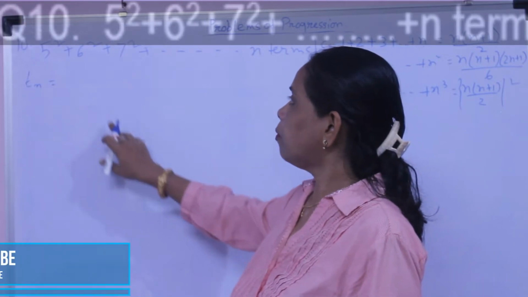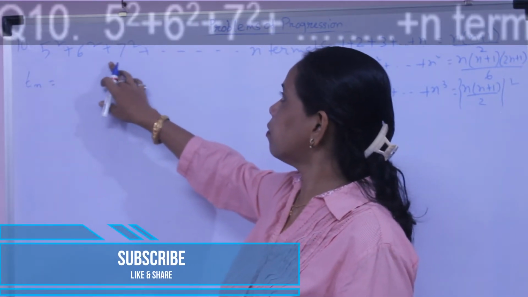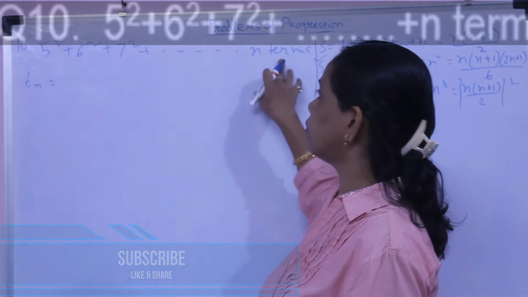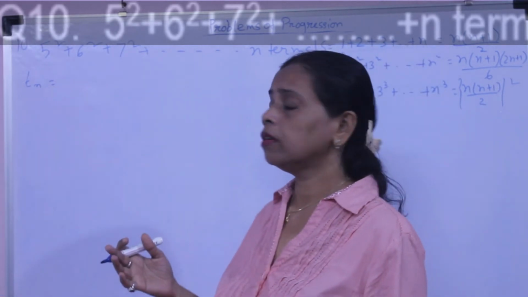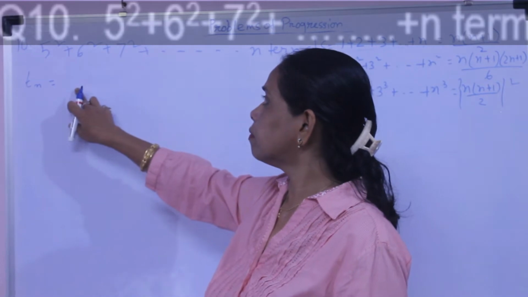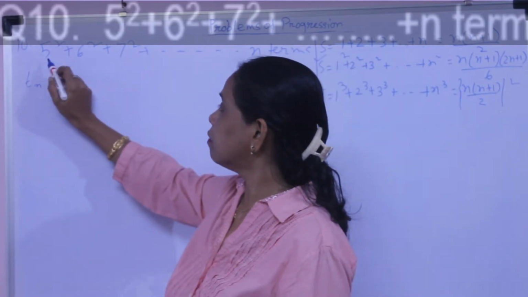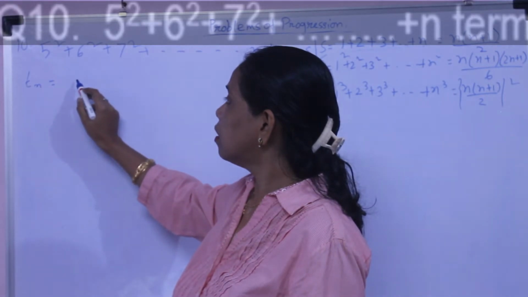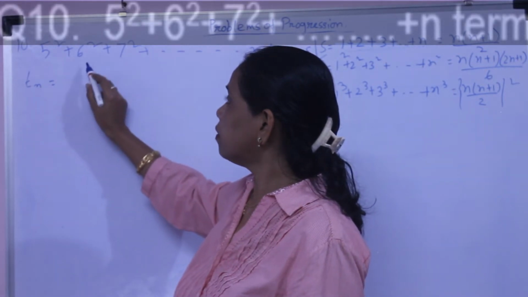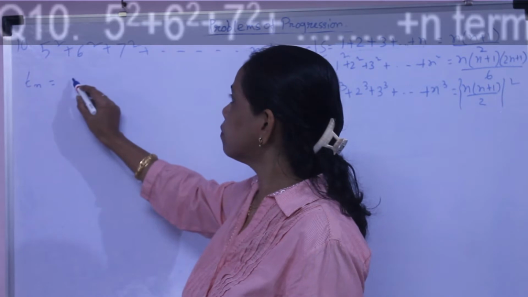Here the problem is 5 square plus 6 square plus 7 square up to n terms. So again we have to observe how to find the nth term. Here the first term is 5 square, then 6 square, 7 square.